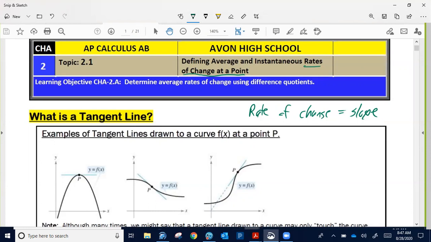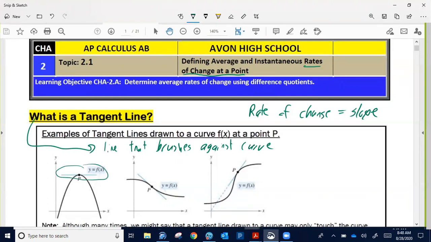Well, a tangent line is basically a line that brushes up against a curve. A tangent line is a line that brushes against a curve, skims a curve. It doesn't collide with it, it doesn't hit it. All of these cases would be tangent lines, how this light blue line is barely skimming up against our black curve. This blue line, I know it goes through it, but at that point, it's just skimming against our curve. And right here, at that point, that's skimming up against the curve. Those are all tangent lines, lines that touch a curve at a single point and are brushing up against a curve.